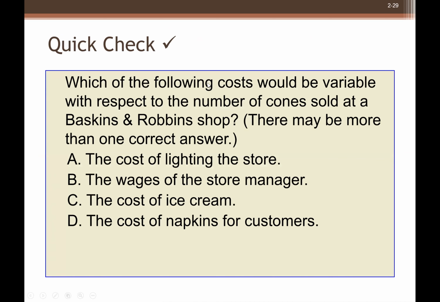Okay, so if you understand all the stuff, please answer this quick check. Which of the following costs would be variable with respect to number of cones sold at the Baskin and Robbins shop? There may be more than one correct answer.